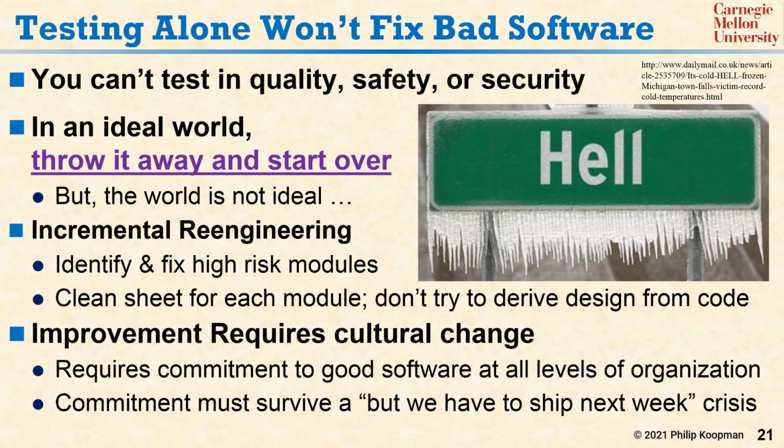The big test for you is going to be whether that commitment survives the next deadline crisis. Do you actually ship next week on time despite there being too many bugs? Or do you make the hard call and either delay shipment or reduce the feature set to make sure you're only delivering good quality software even if it doesn't meet the particular deadline date?